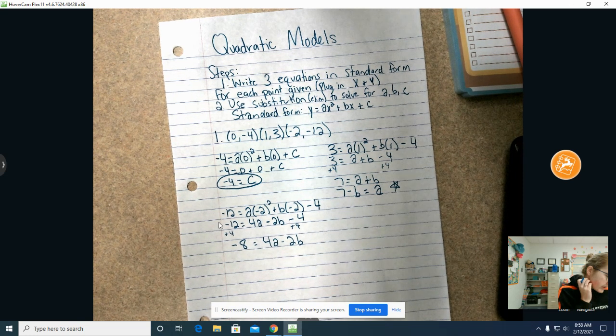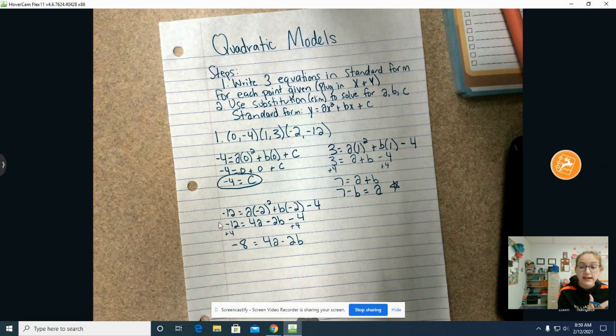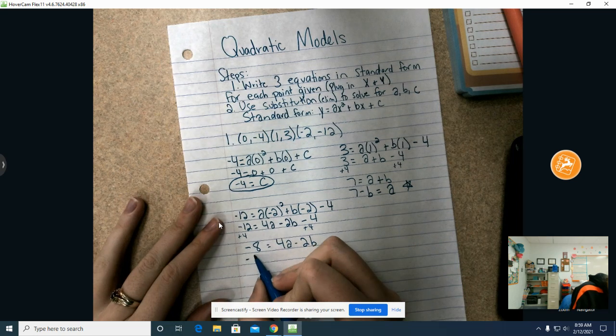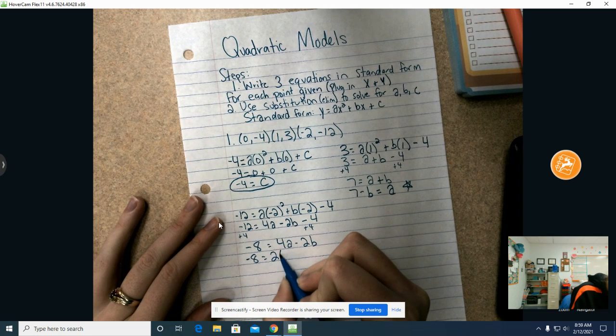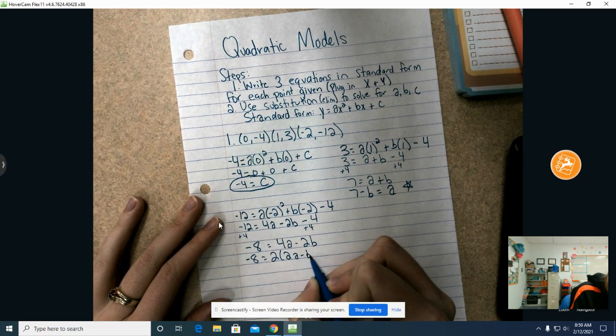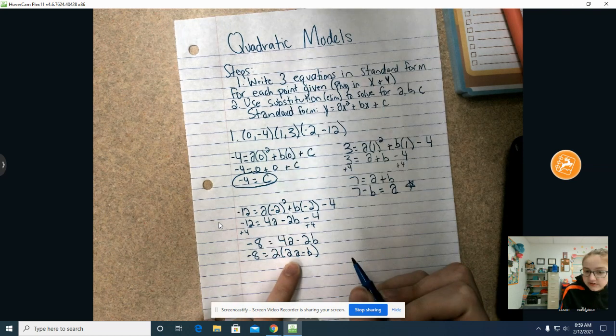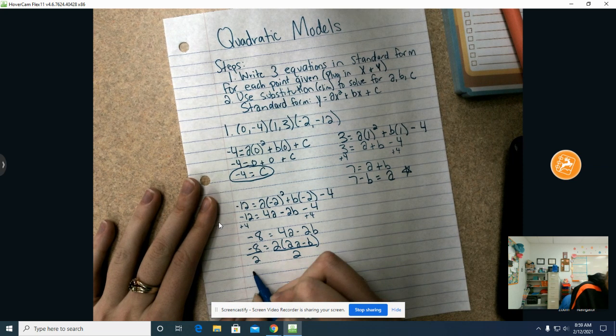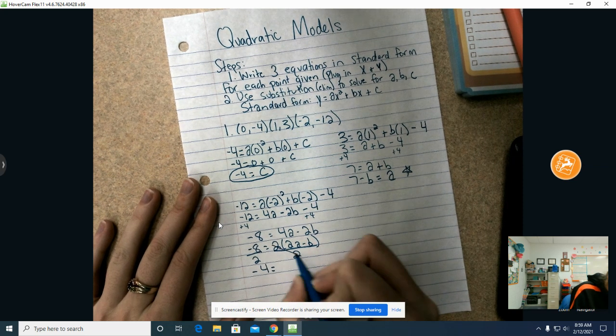What we can do next is divide everything in here by 2, or we can think about it as factoring out a 2. I don't know if that sounds familiar or not. We're really focusing on factoring a lot in our next learning target. But we can divide everything by 2, or you can think about it as negative 8 equals 2 times (2a minus b). So this is greatest common factor. That might look familiar to you all. And then we can divide by 2. We'll have negative 4 equals, those cancel, 2a minus b.